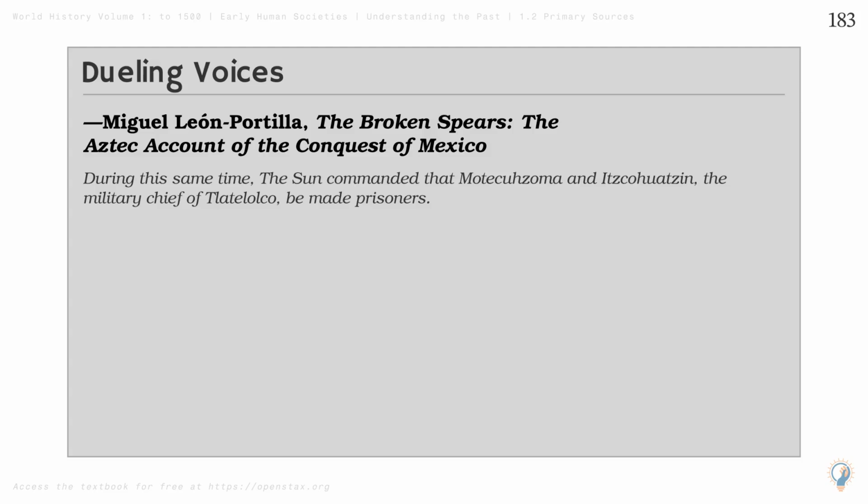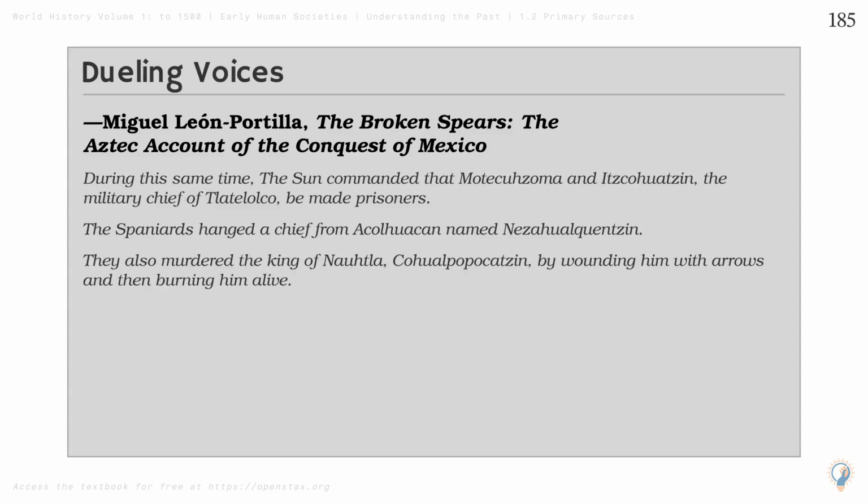During this same time, the sun commanded that Moctezuma and Itzcoatl, the military chief of Tlatelolco, be made prisoners. The Spaniards hanged a chief from Acahuacan named Nezahualcóyotl. They also murdered the king of Nautla, Cojuapapacatzin, by wounding him with arrows and then burning him alive.